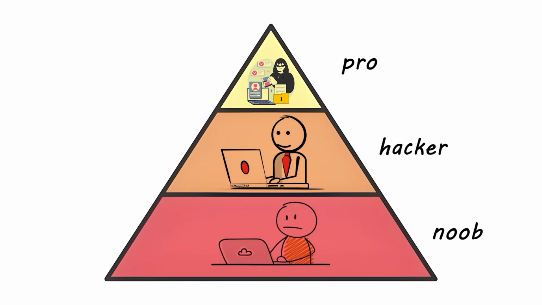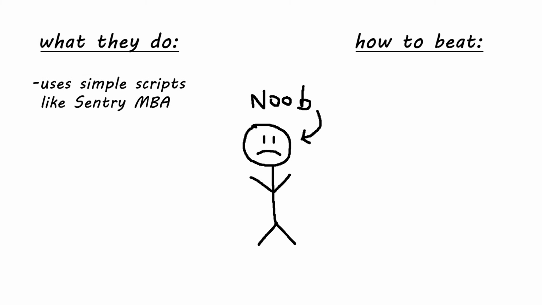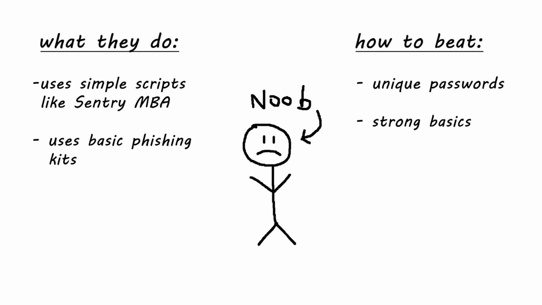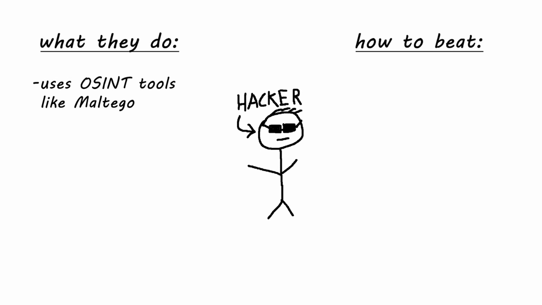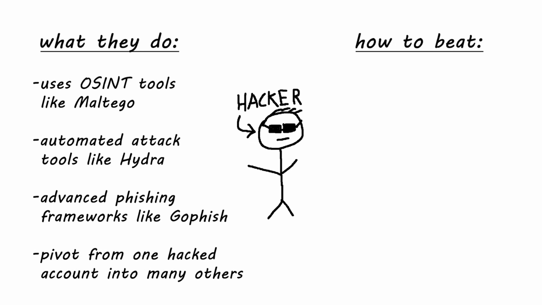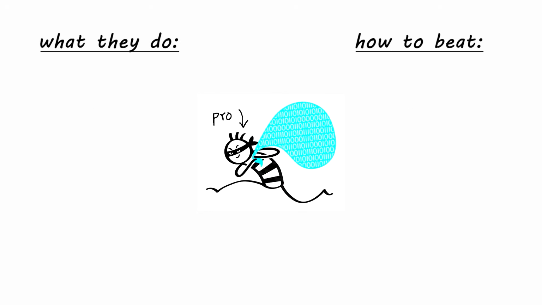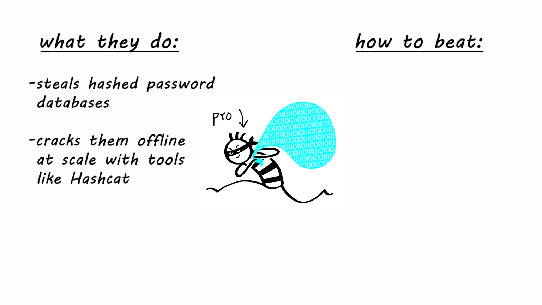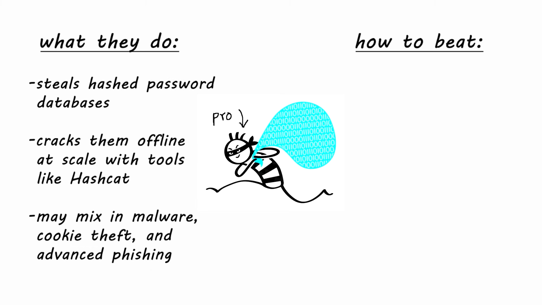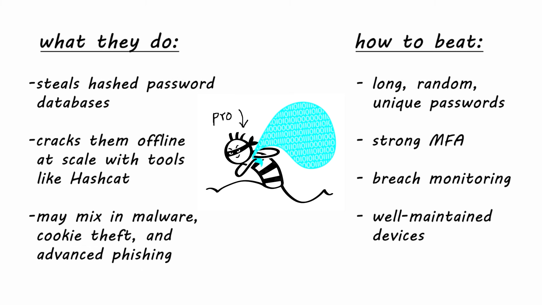So, three levels of password hacking. The noob uses simple scripts, tools like Sentry MBA, and basic phishing kits. You beat the noob with unique passwords, strong basics, and MFA. The hacker uses OSINT tools like Maltego, automated attack tools like Hydra, and advanced phishing frameworks like Gophish. They pivot from one hacked account into many others. You beat the hacker by locking down what you share, using a password manager, using strong MFA, and being careful with login links. The pro goes after websites themselves, steals hashed password databases, and cracks them offline at scale with tools like Hashcat. They may mix in malware, cookie theft, and advanced phishing. You frustrate the pro with long, random, unique passwords, strong MFA, breach monitoring, and well-maintained devices.